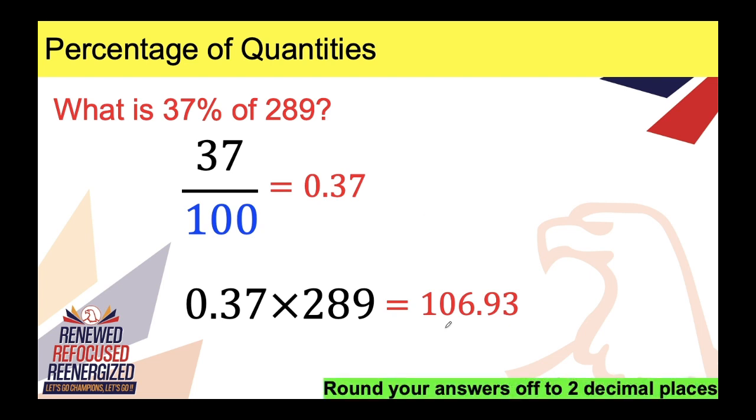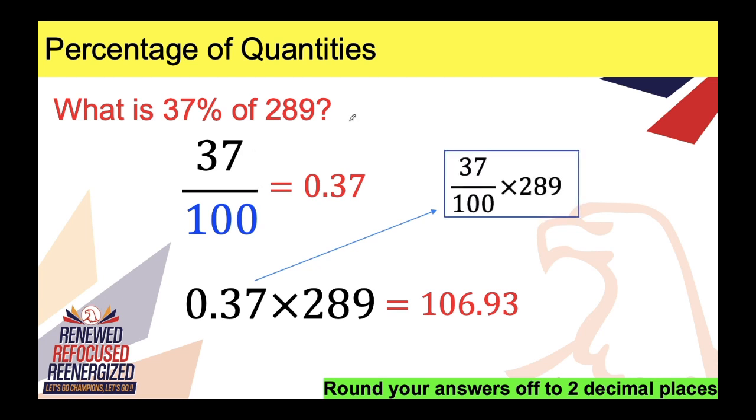Now, another method, if you wish to, is from 37 over 100, you don't have to write it as a decimal. You can directly multiply it to the number, like 37 over 100 times 289. Because again, it's the same as saying what is 37 over 100 of 289. So the two mean the same thing. Even if you write it using your calculator, you still have to divide 37 by 100 first, so you get 0.37 and later multiply it by 289. So we can shorten the process by converting the percentage into a fraction, then multiplying it directly to the number. And using your calculator, you can get this value, if you want to shorten the process.